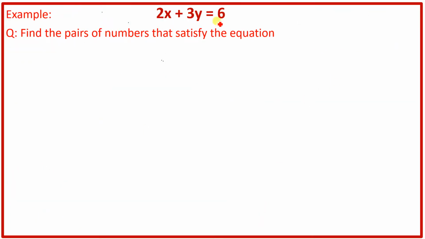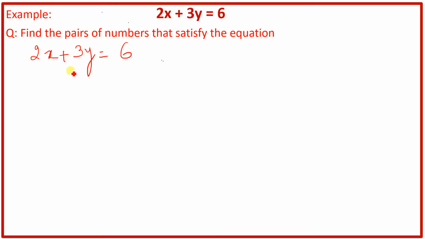Now we are going to solve this question. The question is 2x plus 3y is equal to 6, and the requirement is to find the pairs of numbers that satisfy the equation. Pairs of numbers means we have to find the value of x and the value of y. So how will we start? I will write the question here again: 2x plus 3y is equal to 6.